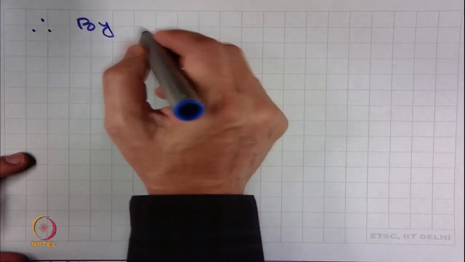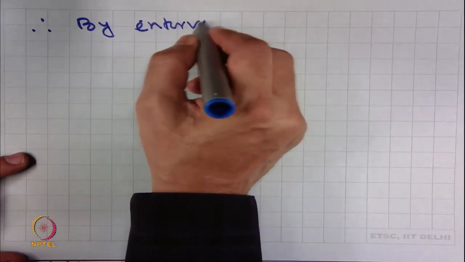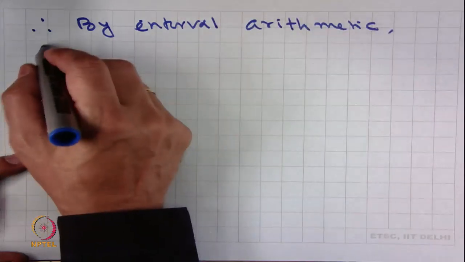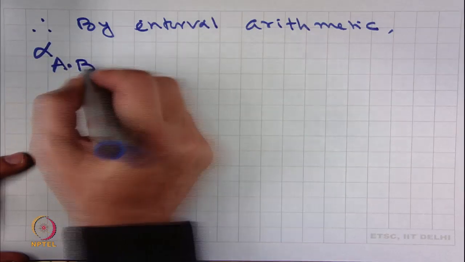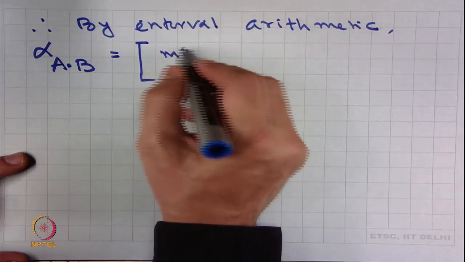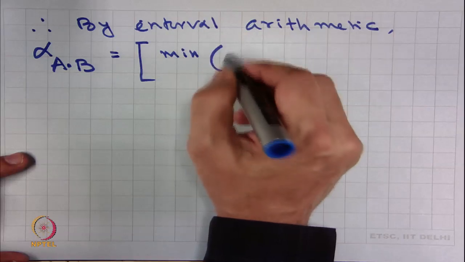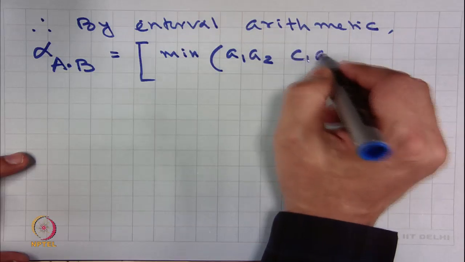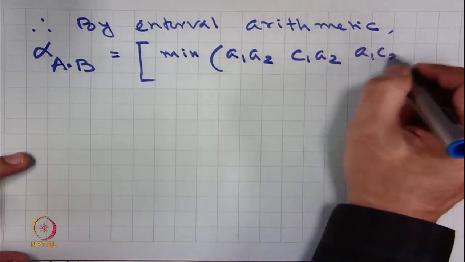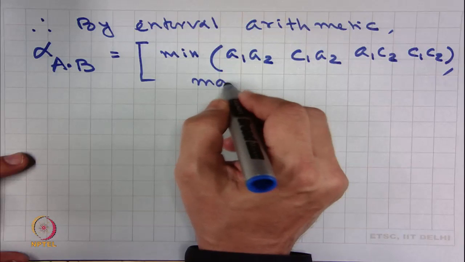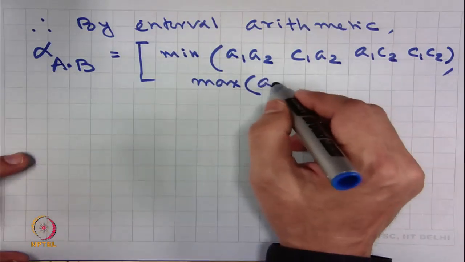Therefore, by interval arithmetic, alpha cut of A dot B will be minimum of A1 A2, C1 A2, A1 C2 and C1 C2, that is the lower bound, and the upper bound is going to be the maximum of these 4 quantities.